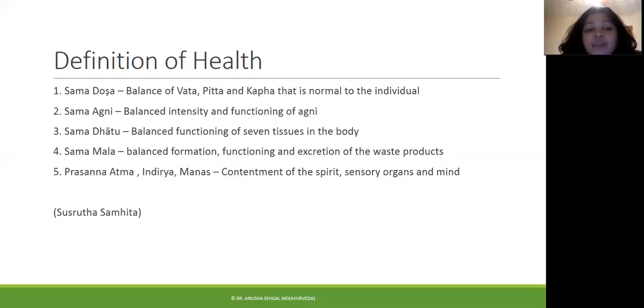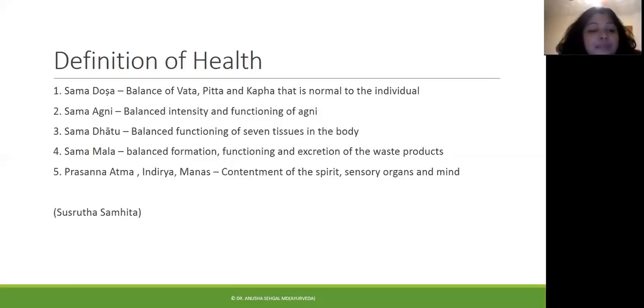So we want to have a Sama Agni, or a balanced intensity and functioning of Agni. Remember, if we look at the intensity of Agni, there are 4 different types. There is Tikshna Agni, which means very high or very strong Agni. There's Manda Agni, where it's very slow or very low. There is Vishama Agni, which means it's very irregular, sometimes high, sometimes low. And then there's Sama Agni, which means it's balanced. That is the type of Agni we want in a healthy person. If somebody has that, that is one more factor that is conducive to health.